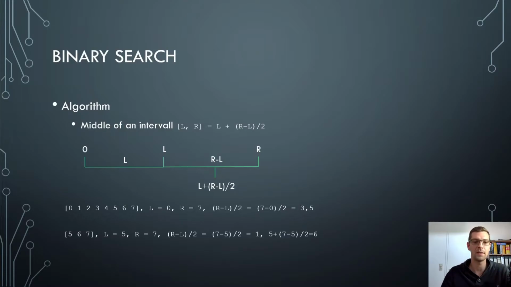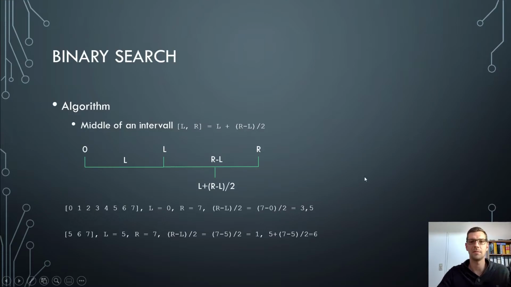But if we just have a range of indices, let's say 5, 6, 7, and we want it in relation to the 0, then we also have to add the left limit. Here, left is 5 and right is 7. So right minus left divided by 2 in this case is 1. And if we then add again the 5, then we are at 6. The index 6 is actually our middle index.